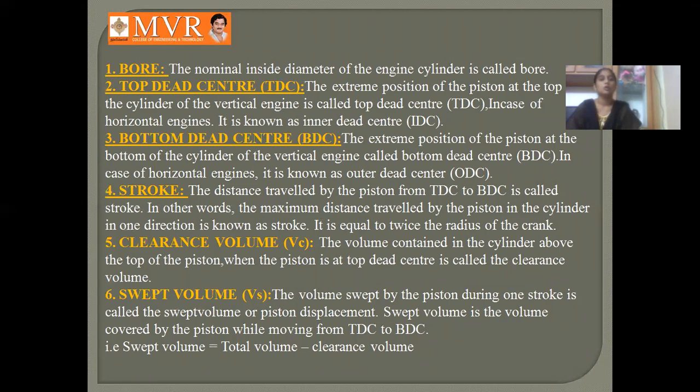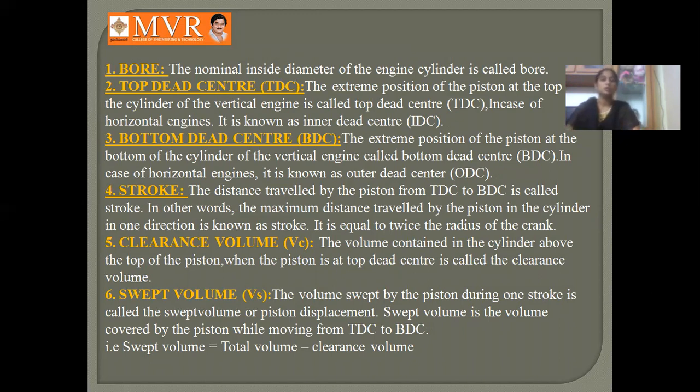First one, bore. The nominal inside diameter of the engine cylinder is called the bore. Top dead center: the extreme position of the piston at the top of the cylinder of a vertical engine is called the top dead center. In the case of horizontal engines, it is known as inner dead center. Next, bottom dead center: the extreme position of the piston at the bottom of the cylinder of a vertical engine is called the bottom dead center. In horizontal engines, it is known as outer dead center.